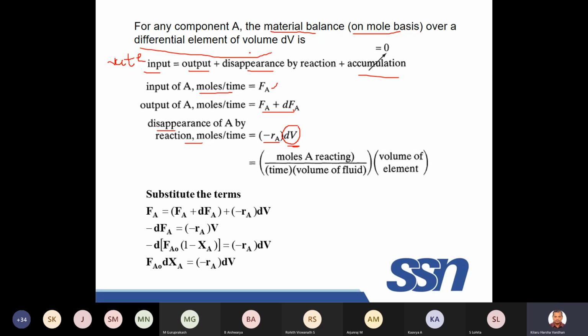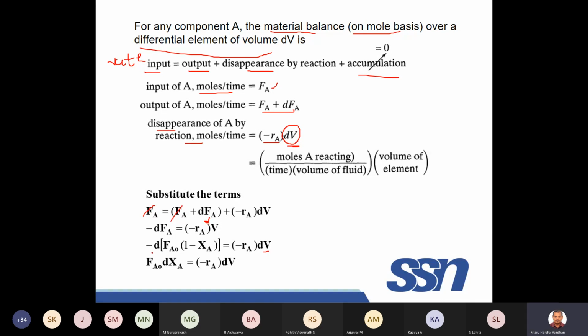So let us substitute everything in this. FA is FA plus dFA plus minus RA into dV. So if you do this, these two get cancelled out. So minus dFA, you get at this side. Minus dFA is minus RA into dV. Sorry, d is there here. It's a mistake. So here I am writing dV, but here d is missing. Please make a note of it.